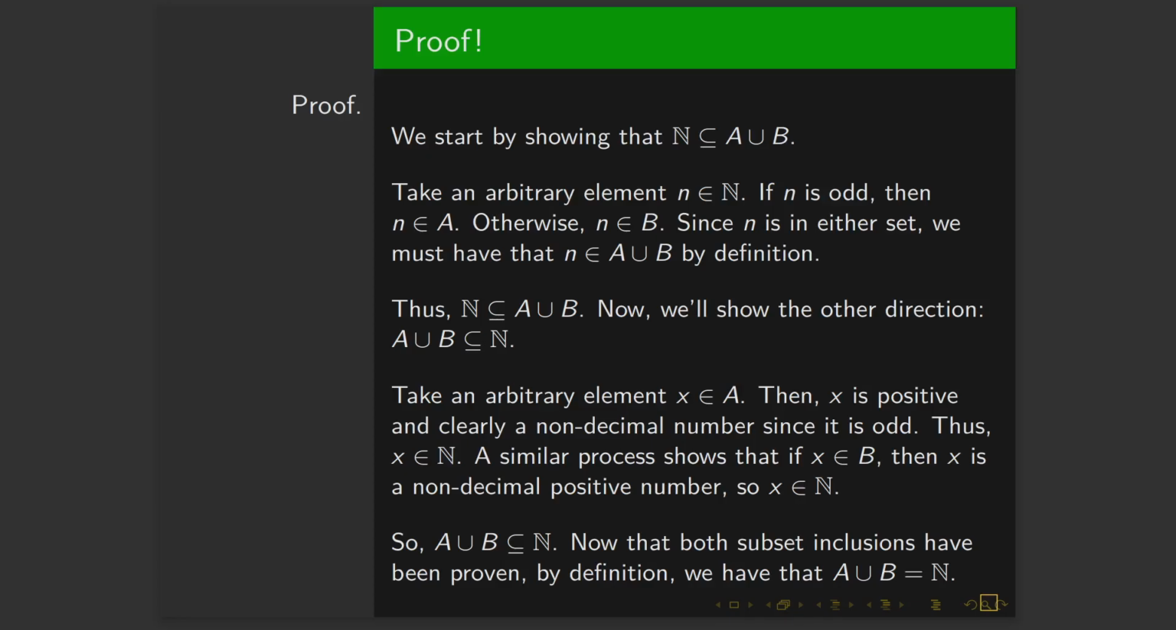If it's even, then it's in B. So it must be in A union B. So we must have that n is a subset of A union B. Now we'll show the other direction: A union B is a subset of n.